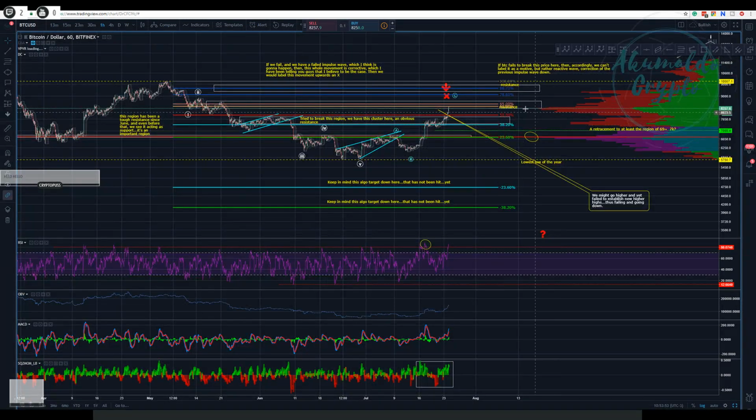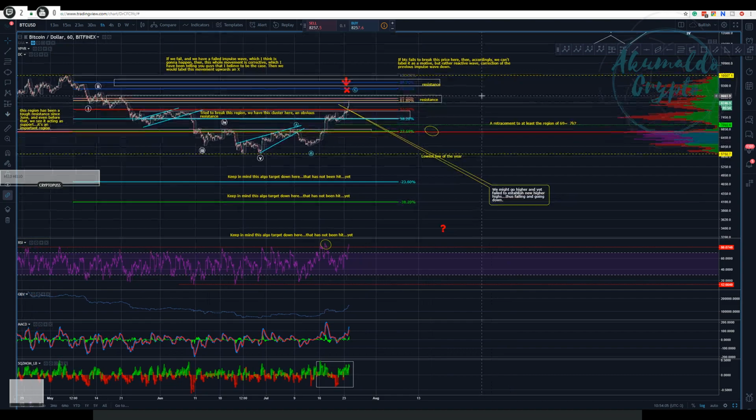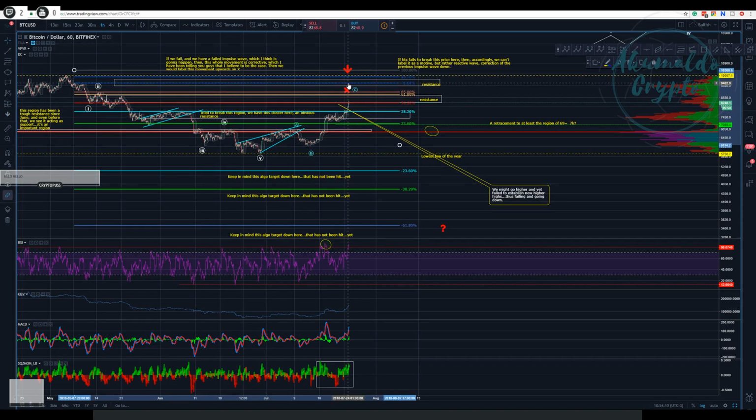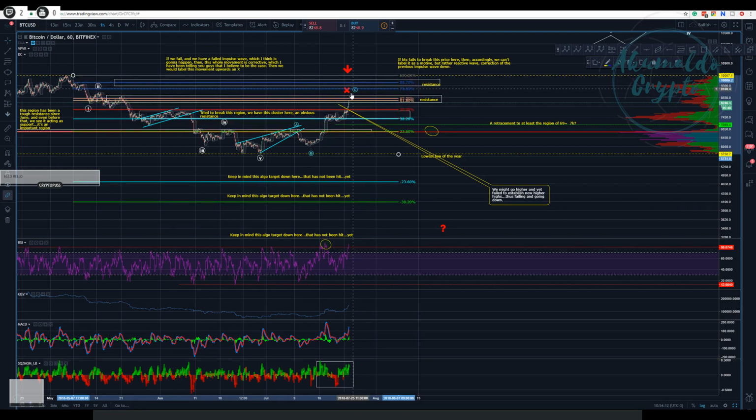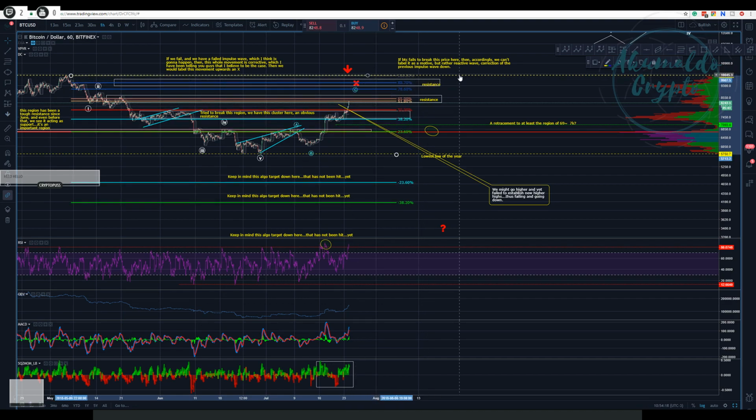Now it is acting as a resistance. We need to break through it. We are touching it now, but we haven't broken it yet. So we have this resistance, okay, and this one here as well. So what might happen? We might have a failed impulse wave here, okay? Fail in this case would mean that we can't break this level here. We can't break this high, this 10K here, and we would go down.